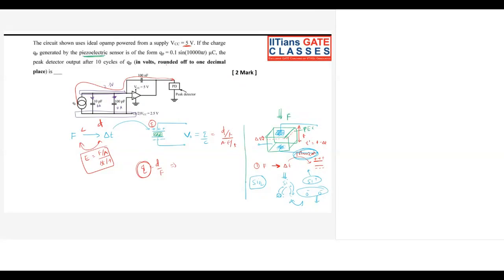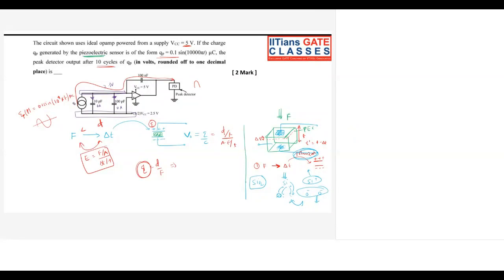So the question is, if the charge QP generated by the piezoelectric crystal is of the form QP as a function of t equals 0.1 sine 10 to the power 4 pi t microcoulomb, the peak detector outputs after 10 cycles of QP. So this is some sort of sine wave. So after the 10 cycles have passed, what is going to be the output?